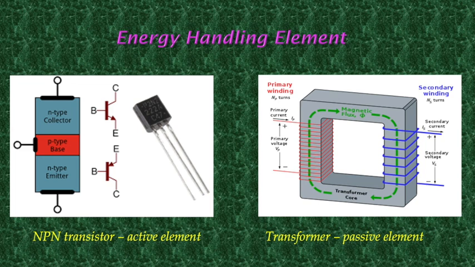When transformer steps up or steps down voltage, power and energy remain the same on primary and secondary side, as energy is not actually being amplified. A transformer is classified as a passive element. Common examples of passive components: resistors, inductors, capacitors, and transformer.